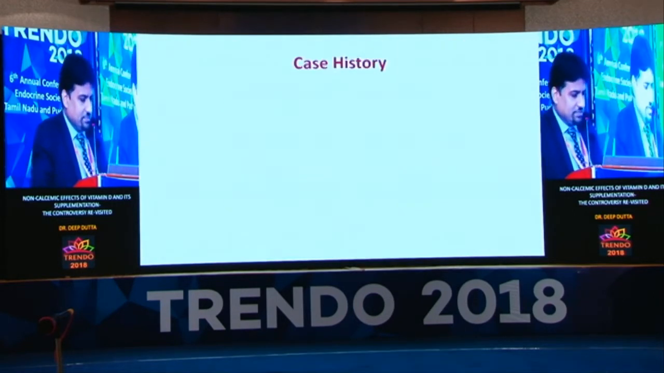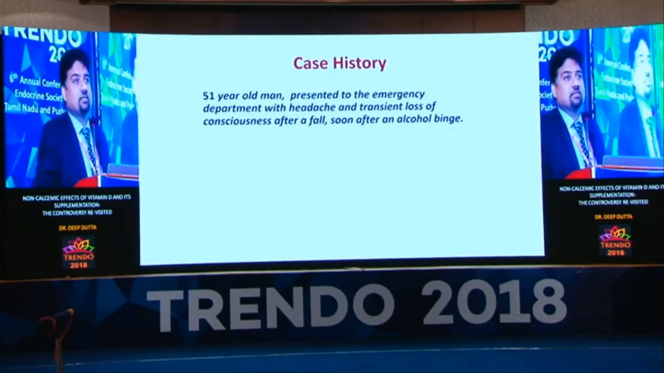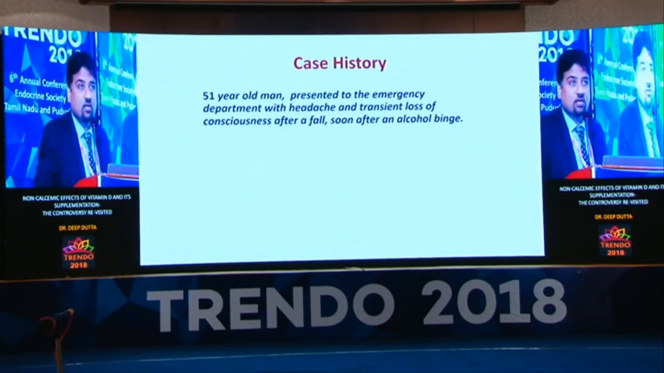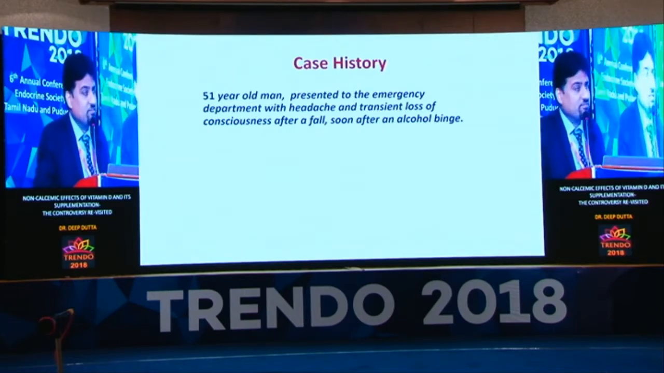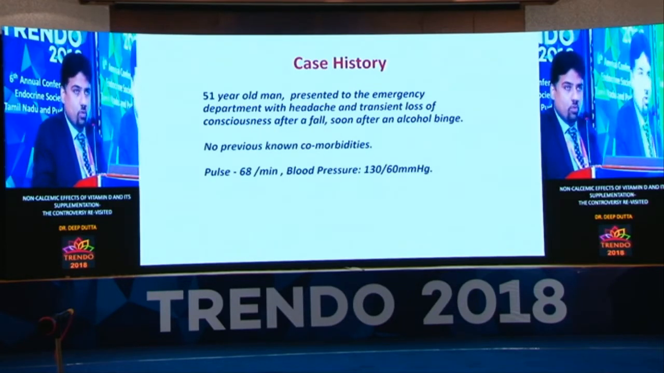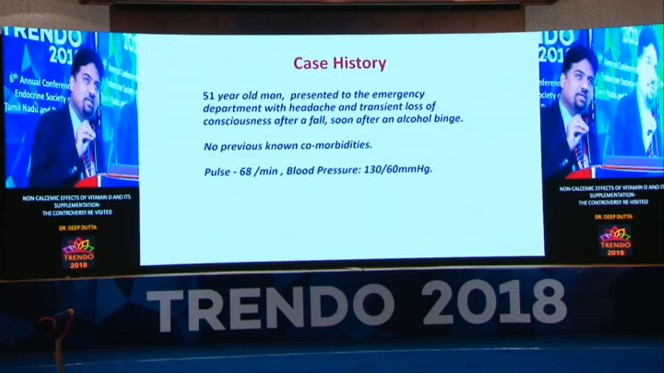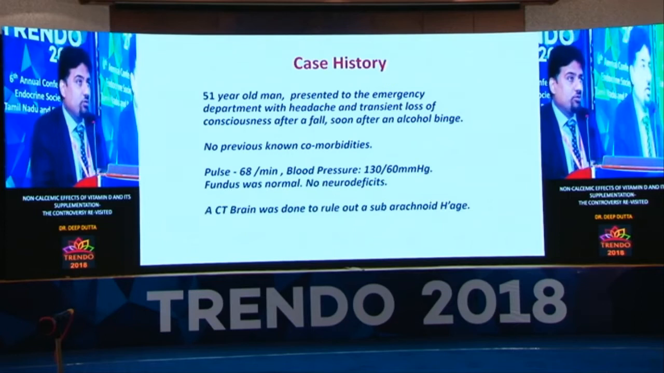Let's begin with a case. This is the story of a 51-year-old gentleman who presented to the emergency department with a history of headache and transient loss of consciousness after an alcohol binge. I think it's a very common scenario in any government emergency that we see across the country. This patient had no previous known comorbidities. His pulse rate was about 68, blood pressure was normal, and no neurodeficits were found clinically.